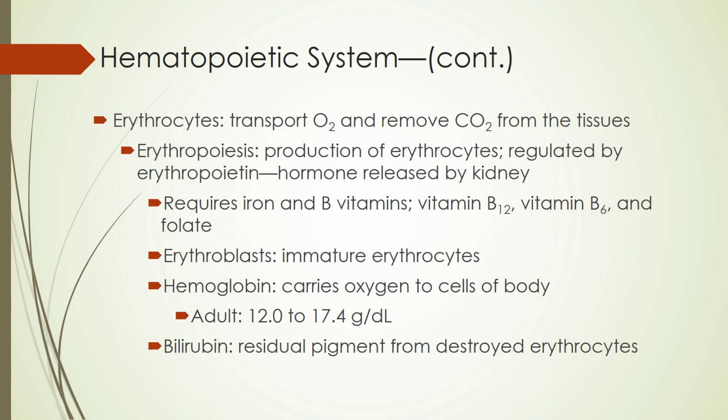Erythroblasts are immature erythrocytes. The hemoglobin carries oxygen to the cells of the body. In an adult it is anywhere from 12 to 17 grams per deciliter. Bilirubin is the residual pigment from destroyed erythrocytes. Some of the factors that change the normal number of erythrocytes are age, gender, and altitude. They are replaced about every 120 days. They are removed from the body by the spleen, and damaged red blood cells are taken out by the liver.